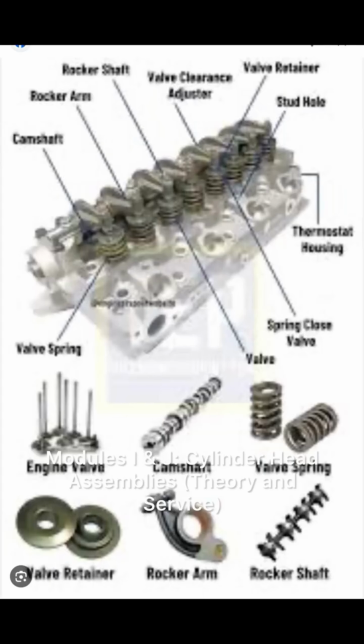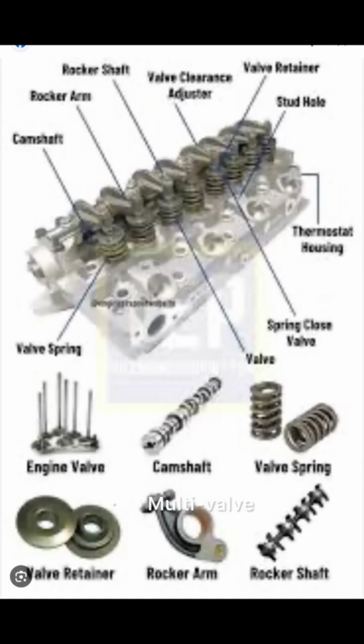Modules I and J. Cylinder head assemblies, theory and service. 1. List different types of cylinder head designs. Two valves per cylinder, multivalve. 2. What is the most efficient cylinder head design and why? Multivalve. Total area of valves is larger, better airflow. Smaller valves, lighter, less inertia load on valvetrain. Can stage the multivalves, better swirl of air-fuel, better mixing.